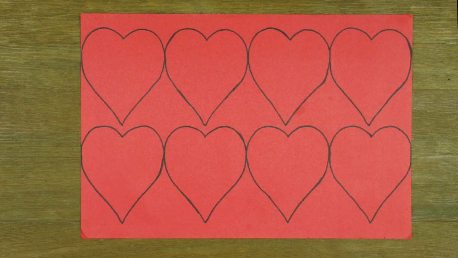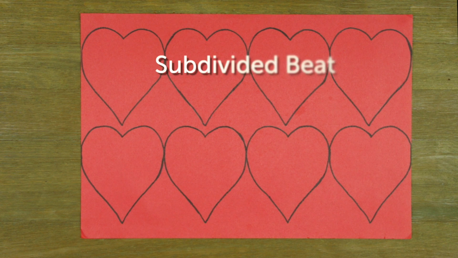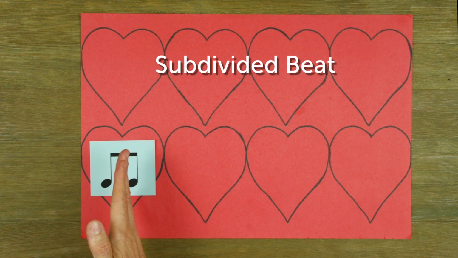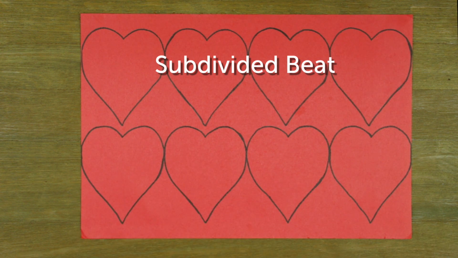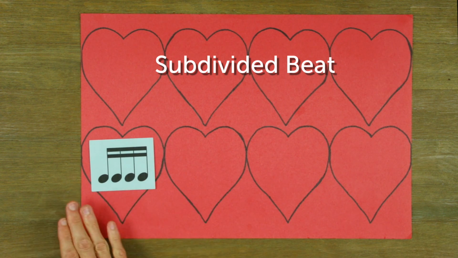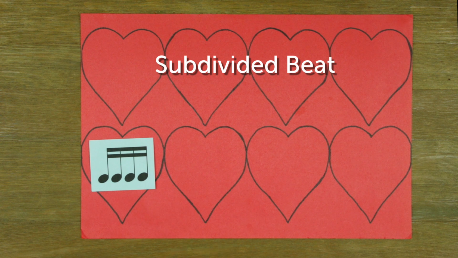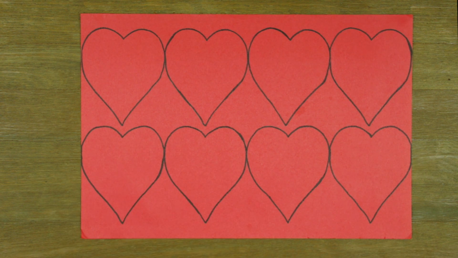Now, let's learn a more advanced method for counting the beat called counting a subdivided beat. In music, subdividing a beat means to split it into equal parts. For example, eighth notes subdivide a beat in two equal parts. And 16th notes subdivide a beat into four equal parts. Today we're going to subdivide each beat into two equal parts, like this.